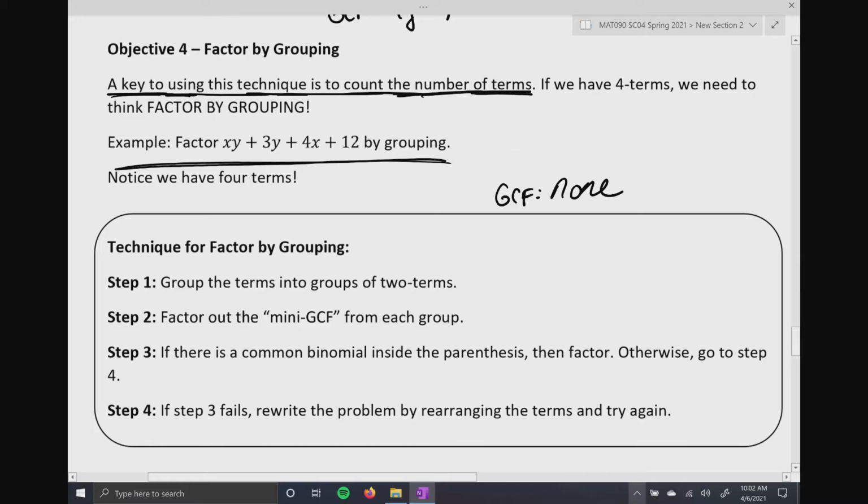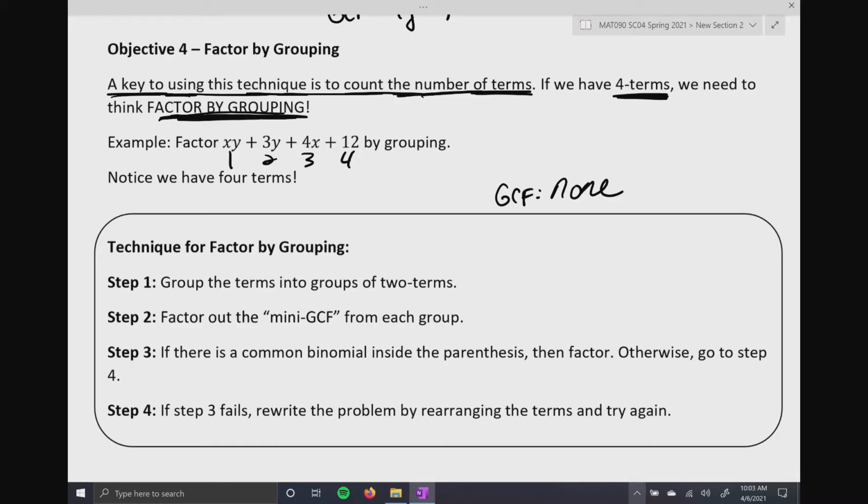A key to using the technique called factor by grouping is just to count the number of terms. If you have 4 terms, we need to think factor by grouping. I want you to look at all the previous examples. The previous examples, we had 2 terms. We may have had 3 terms. This is the first time that we actually have 4. So when you see 4 terms, and I'm going to count them off for you, 1, 2, 3, and 4. 4 terms. You should be thinking factor by grouping.